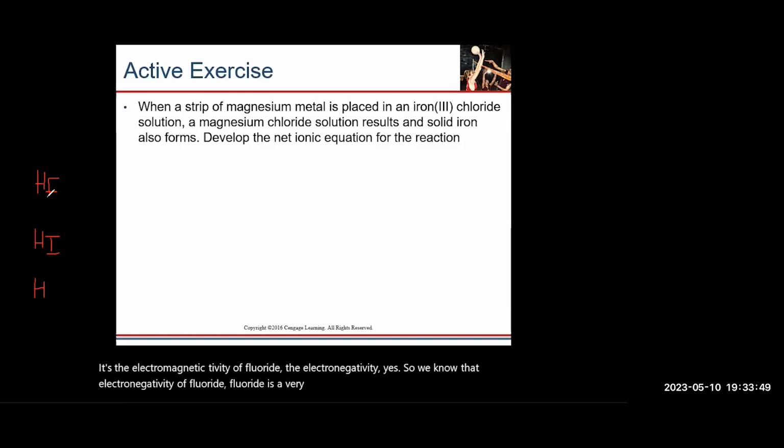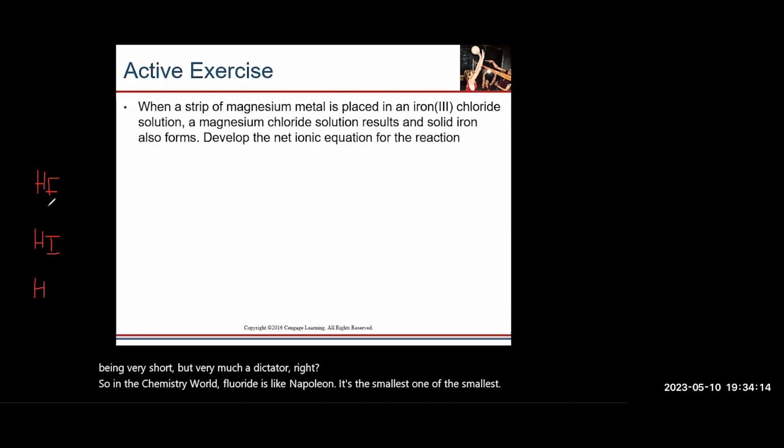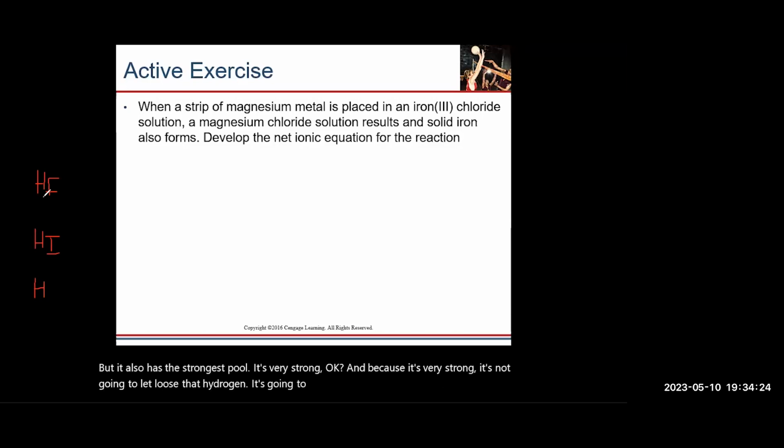Strong electronegativity, right? It also means that it's very much a bully. It doesn't want to let anything go. Because it's so small, it's kind of like Napoleon. Napoleon was thought of as very short, but very much a dictator. So in the chemistry world, fluoride is like Napoleon. It's one of the smallest elements, but it also has the strongest pull. And because it's very strong, it's not going to let loose that hydrogen. It's going to keep it right next to it.